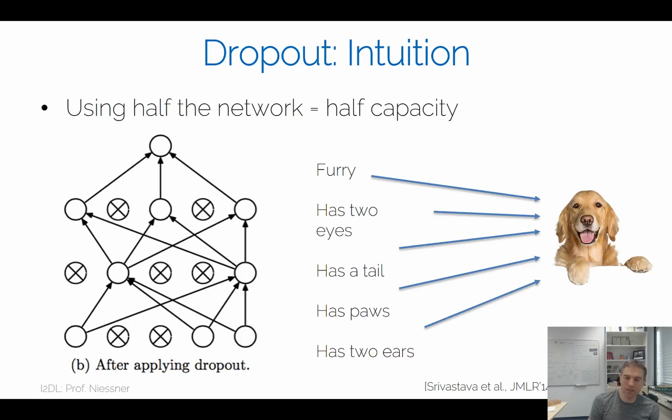Now, what might happen though, and that's very similar to the L2 regularization, is that the network just has one dominant feature that makes it so easy to classify that this is a dog that the other features will simply be ignored. So if it's furry and has a tail or whatever, that would be enough to say it's a dog, right? And it would ignore the other features.